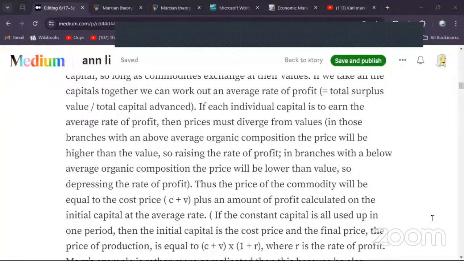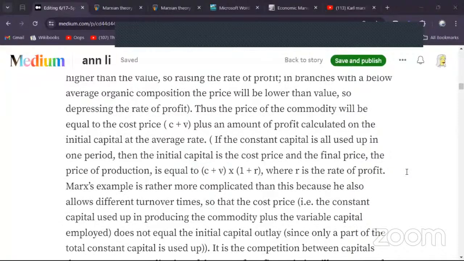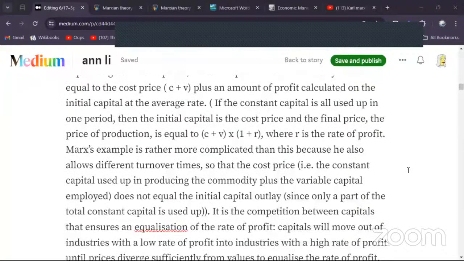What's the capitalist going to get out of this? If the constant capital is all used up in one period, then the initial capital is the cost price, and the final price, the price of production, is equal to C plus V times 1 plus R, where R is the rate of profit. Marx's example is rather more complicated than this because he also allows different turnover times, so that the cost price, i.e. the constant capital used up in producing the commodity plus the variable capital employed, does not equal the initial capital outlay, since only a part of the total constant capital is used up.